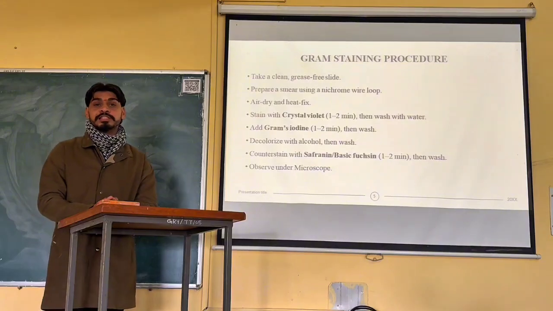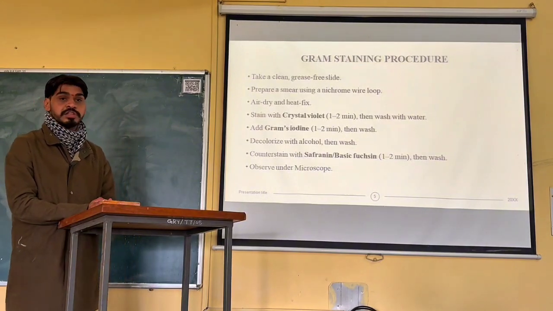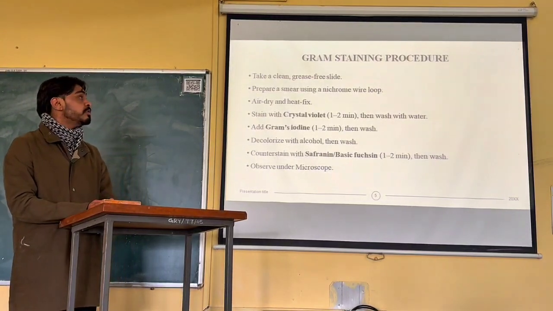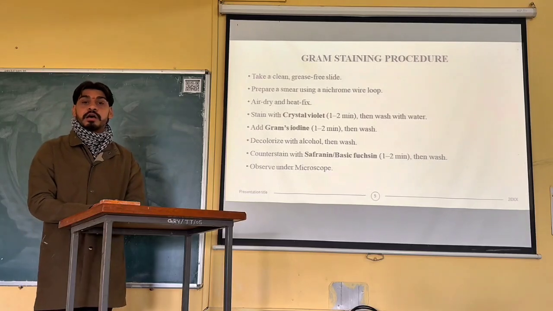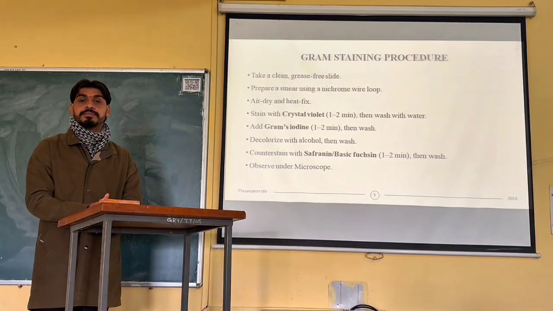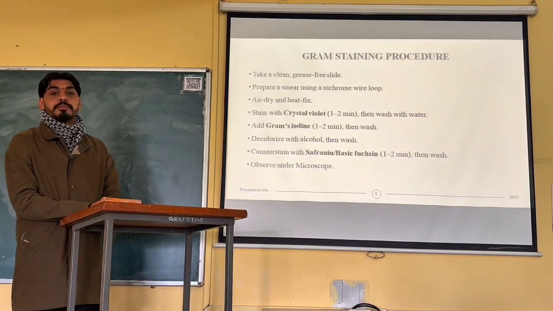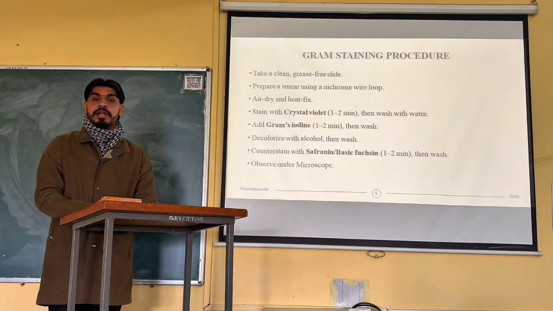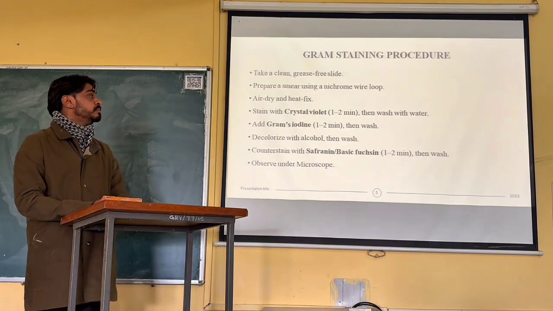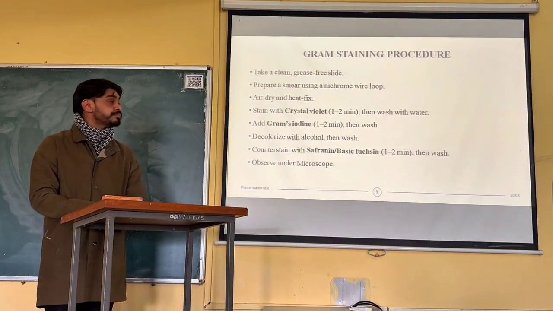Let's move on to the next slide, which is the gram staining procedure. For the gram staining procedure, it is basically the same as simple staining. Firstly, we have to take a clean grease-free slide. Later, we have to put it in the hot air oven, wrapped in brown paper or silver foil, at 180 degrees Celsius for around 40 to 45 minutes. Later, we have to heat and dry the smear.